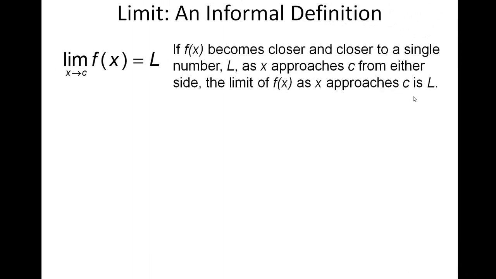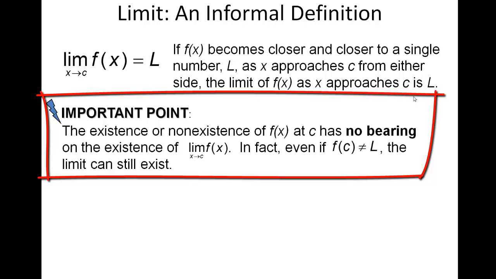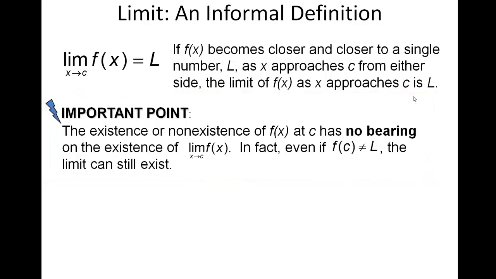So let's put it all together in an informal definition. If f of x becomes closer and closer to a single number L as x approaches c from both the left and the right, the limit of f of x as x approaches c is L. But a very, very critical point: the existence or non-existence of the function at x equals c does not matter. It's what's happening as we approach from the left and the right. As we just saw, the function had no value at that point c, but it still had a limit.